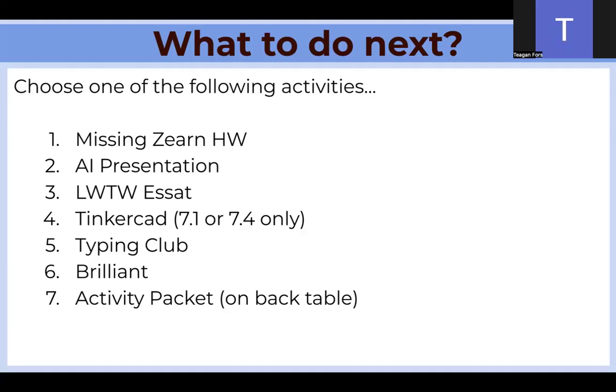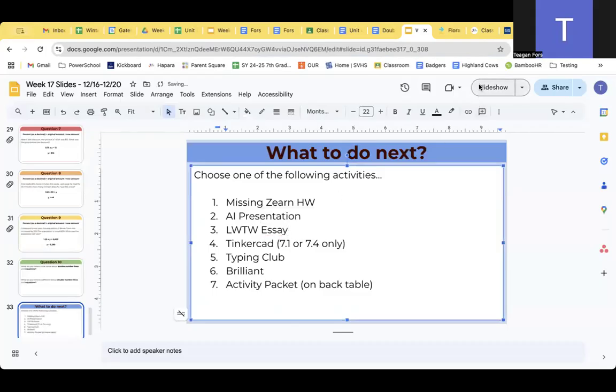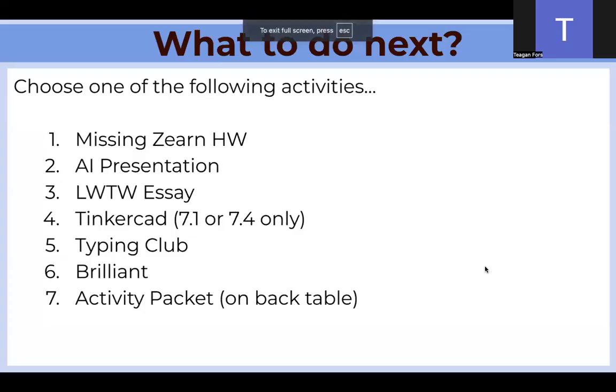You can get ready for your AI presentation. You can, oh, I found a typo. You can complete your long walk to water essay. Let's fix that. There we go. You can continue working on that. If you are in 7.4 or 7.1, you can be working on your Tinkercad Dream Home. You can be on Typing Club. You can be on Brilliance. There are some activity packets on the back table by the turn-in bins. You can grab one of those as well or read a book. But I should not see you on Minecraft. I should not see you on Unblocked Games. You guys know the drill. Please make me proud while I am gone.